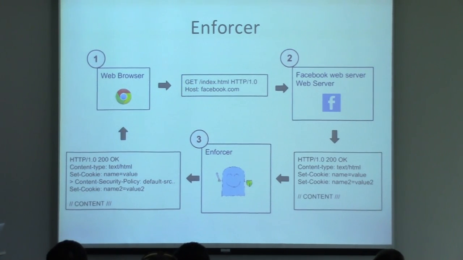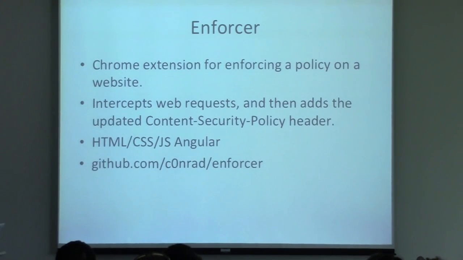What it does is when your web browser makes a request, it sends a GET request to Facebook, GET index.html. Your Facebook web server responds with some content, like HTTP OK, with the content type and a bunch of other headers. Then Enforcer picks it up and enforces whatever CSP policy you want, making it look like it came from the server. And so you can rapidly test CSP policies on other people's websites, which is super handy. You can test CSP for a web server you don't own and build a policy for them, and then just hand them the policy string and say, here's a policy that'll work with your website just fine. So like I said, it's a Chrome extension for building a policy.